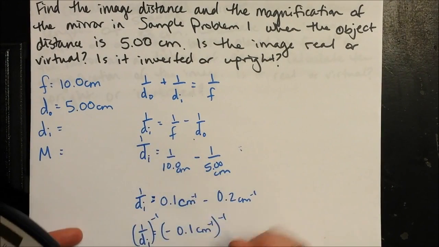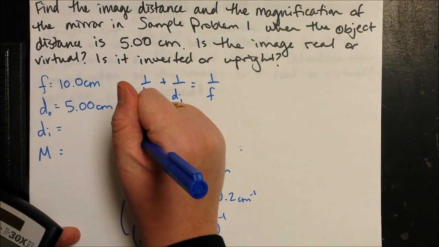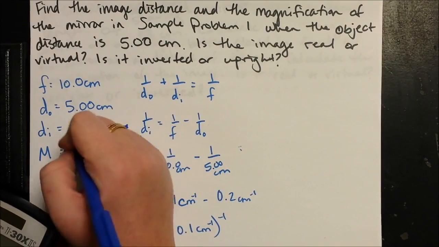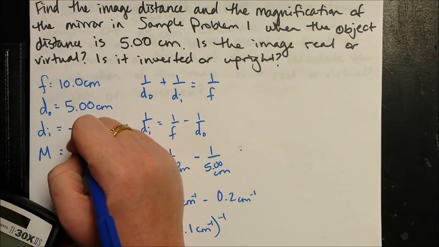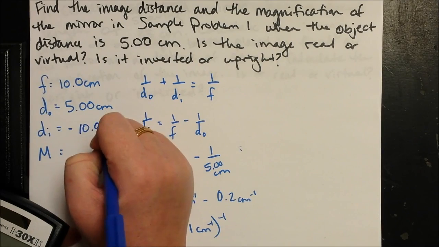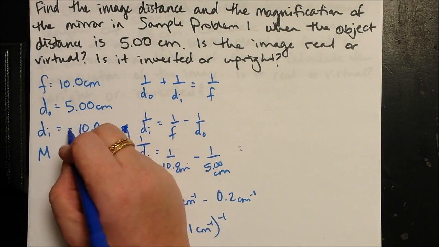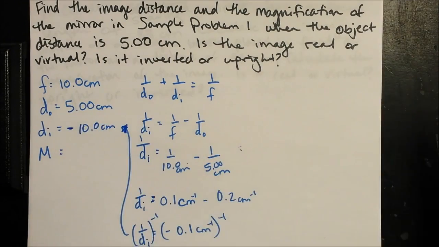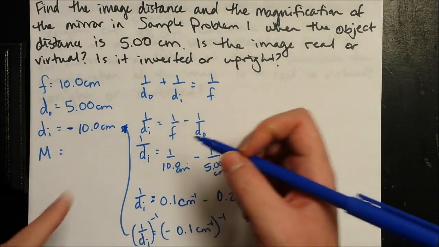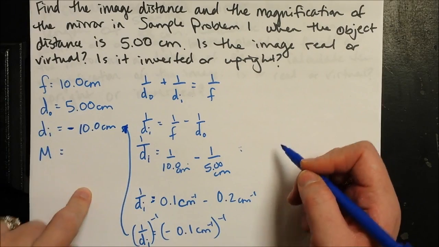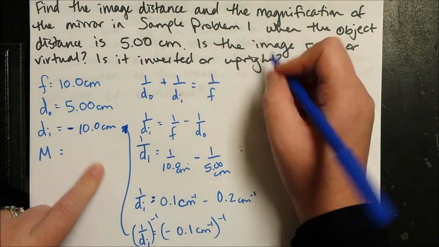So let's go ahead and draw that up here. My image distance should be negative 10 centimeters. Which means that the negative sign here tells me it's on the opposite side of my mirror, so this should be a virtual image. But we can go ahead and get that information from the magnification.